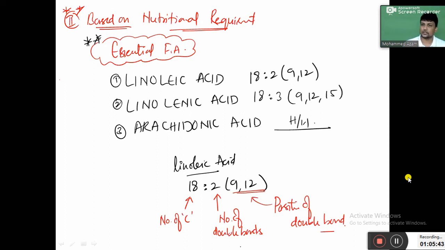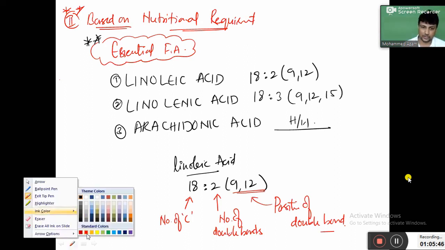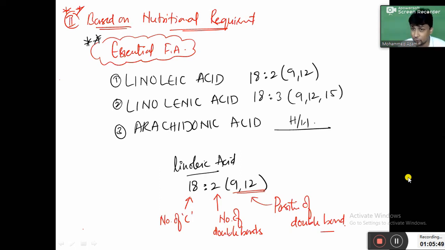And now, guys, there is one more old nomenclature, that is omega nomenclature. You know, omega 3 fatty acid, omega 6 fatty acid. I will tell you a small trick here. It's very simple: first number minus the last number. The very first number, the total number of carbons, is 18, minus the last double bond, which is 12. So 18 minus 12 is 6, and this is the omega 6 fatty acid, linoleic acid. Then linolenic acid: total number of carbons 18 minus the last double bond, 15, will be 3. This is an omega 3 fatty acid.